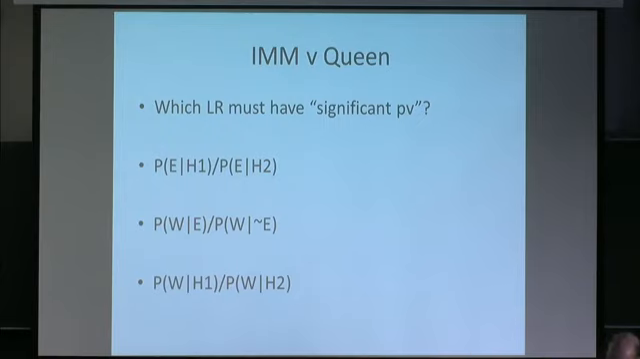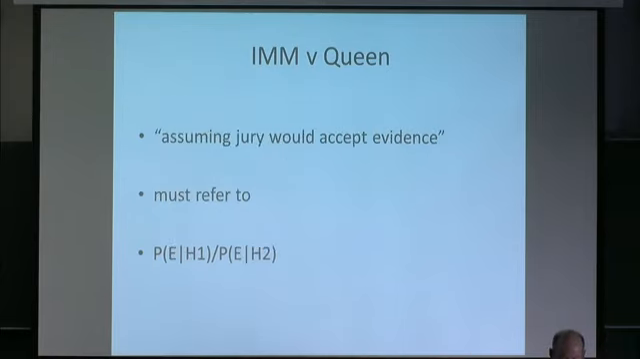But these lead to rather different considerations, because if we say the criterion is to be operated assuming the jury would accept the evidence, we must be referring to the probability of E given H1 and H2. In other words, the probability that he did in fact run his hand up her leg given the two hypotheses. That's what the focus is on.